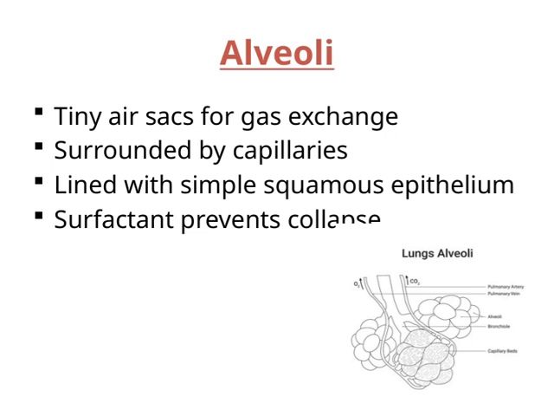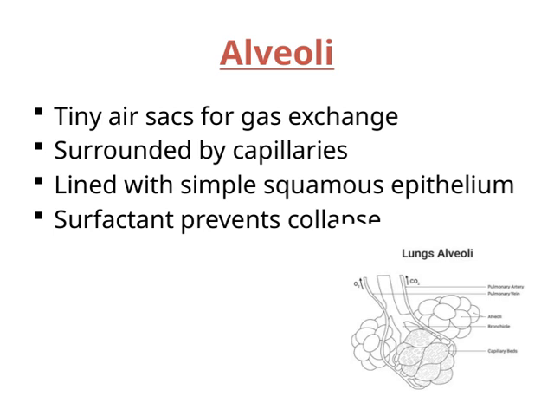Let's take a closer look at the tiny air sacs in our lungs, called alveoli. These small structures are where the crucial process of gas exchange happens. Each alveolus is surrounded by a dense network of capillaries, which are tiny blood vessels that facilitate the transfer of oxygen into the blood and the removal of carbon dioxide from it. The lining of these alveoli is made up of simple squamous epithelium, a very thin type of tissue that allows gases to pass through easily. This thin barrier is essential for efficient gas exchange.